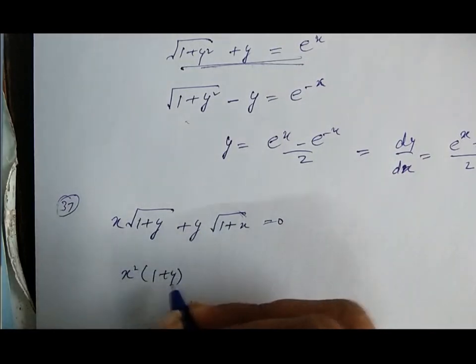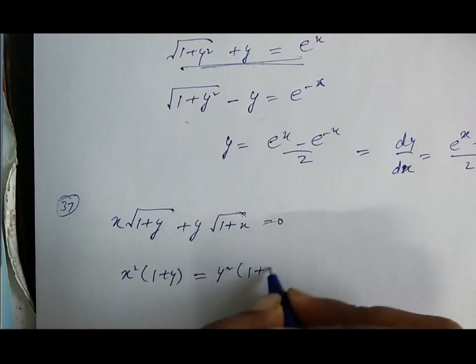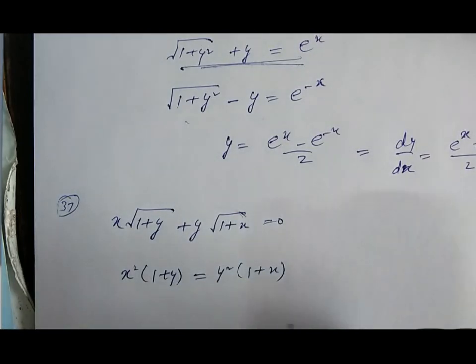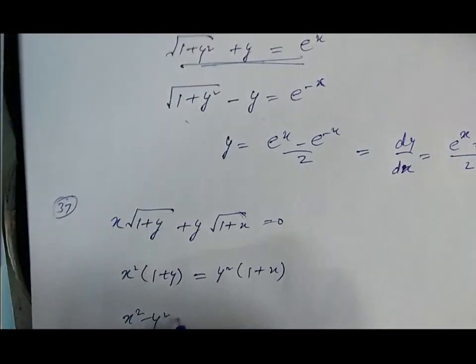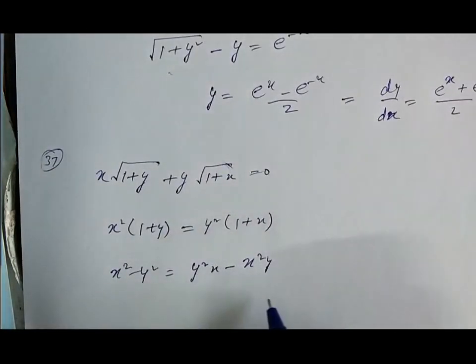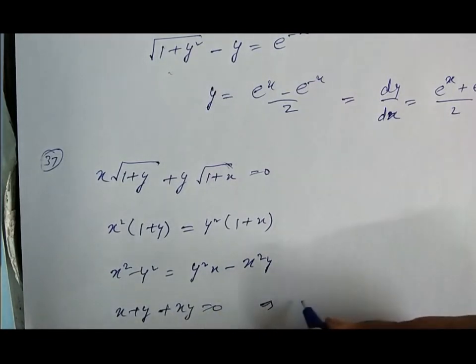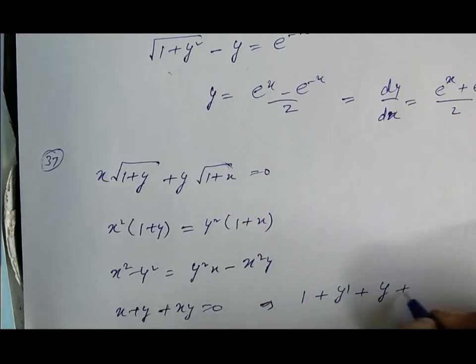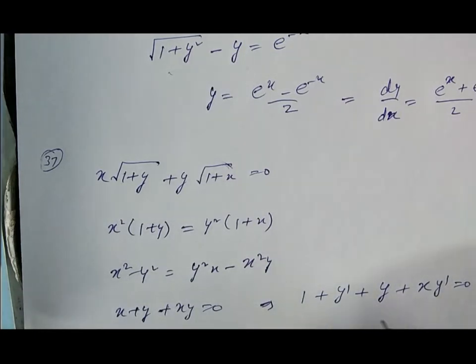So x square (1 plus y) is equal to y square (1 plus x). Okay. And x square minus y square is equal to y square x minus x square y. X minus y would cancel out, so we would be left with x plus y plus xy is equal to 0, and now you can easily differentiate. So 1 plus y dash plus y plus xy dash is equal to 0. You can easily calculate y dash from this equation. Okay.